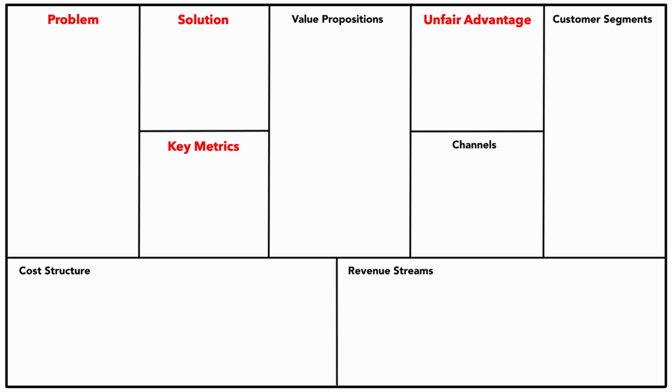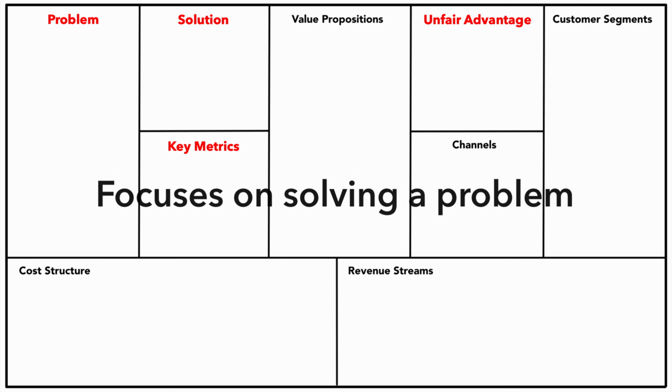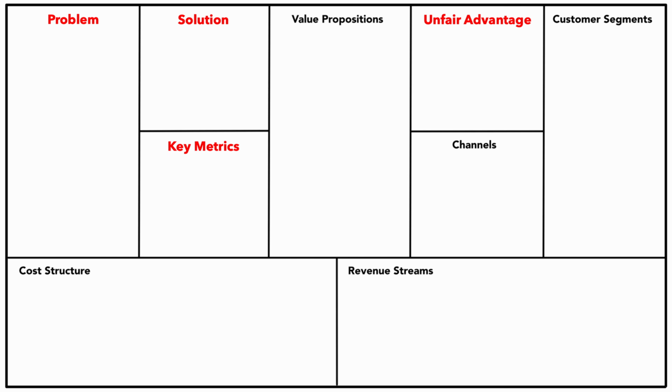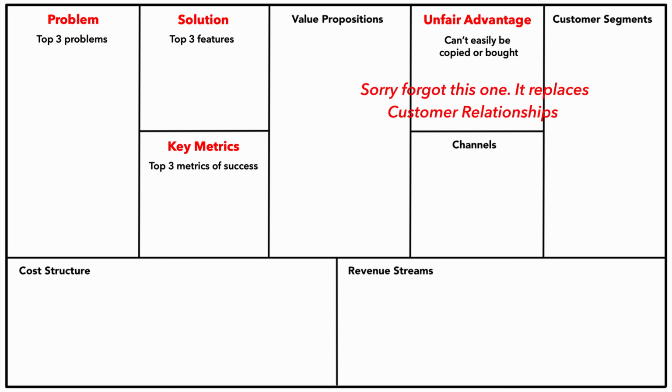It is similar, but focuses on solving a problem rather than selling a product or service. It replaces key activities, key resources, and key partnerships with the top 3 problems, the top 3 features, and key metrics for success. All things being equal, I gravitate towards the lean canvas because it can be used to assess any opportunity or problem, internal and external.